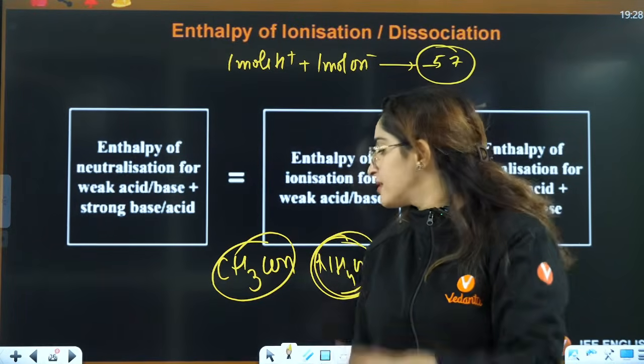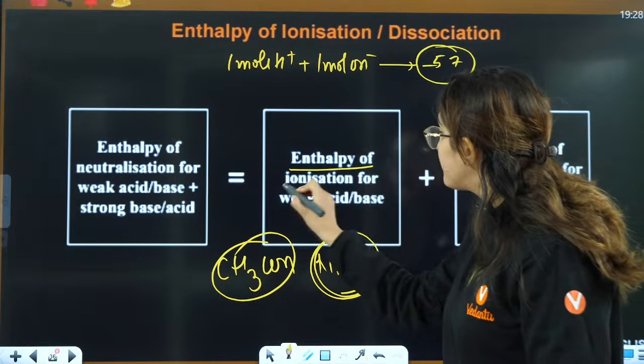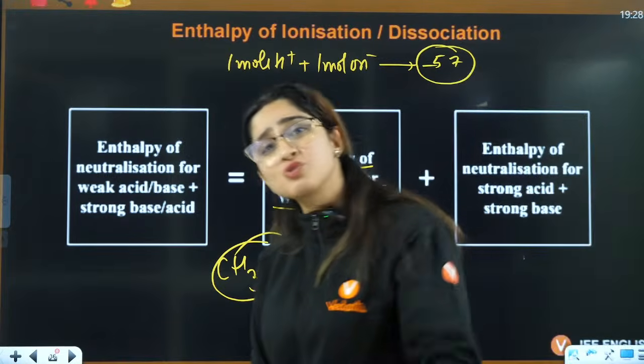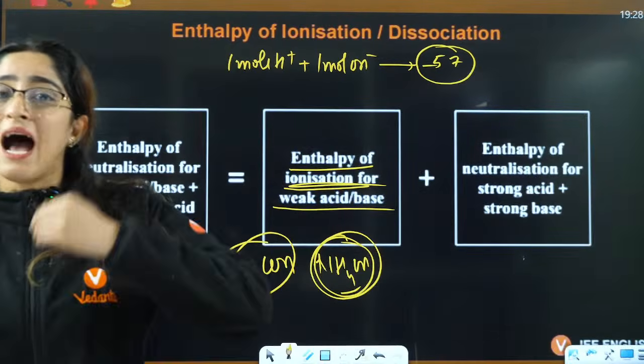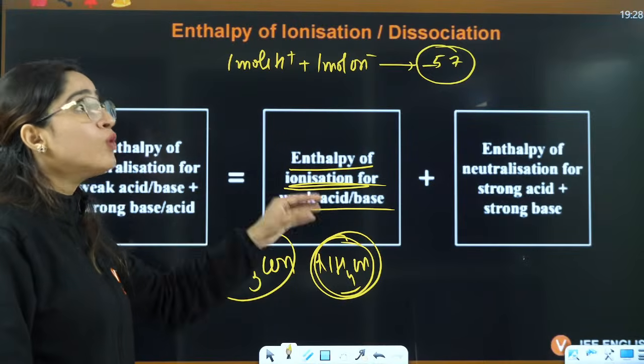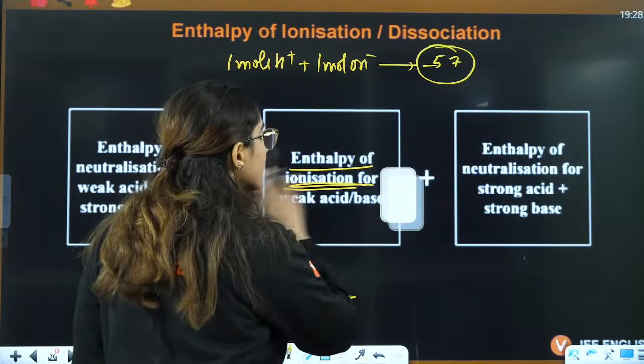How do you make this 100% dissociated? By using enthalpy of ionization. You will have to dissociate it. You will have to ionize it, right? When you ionize it, you will require energy. So that is the reason, because this is fixed.